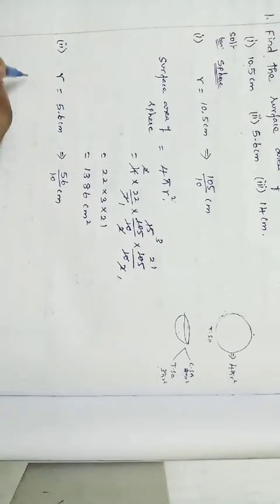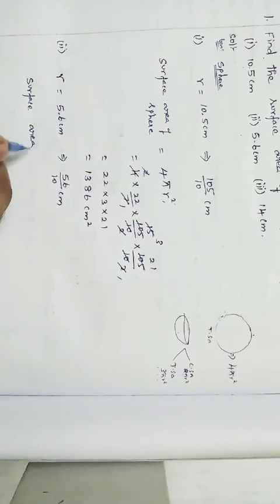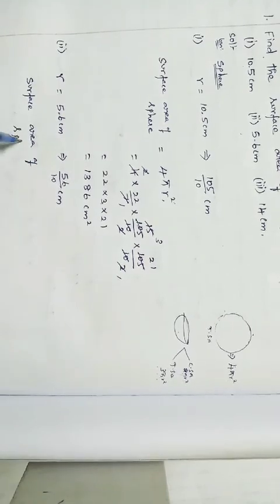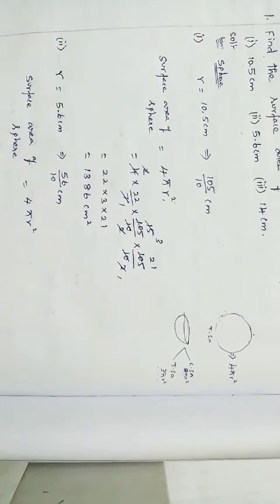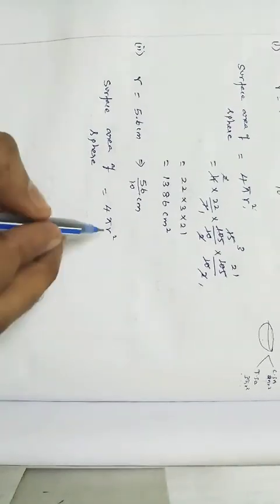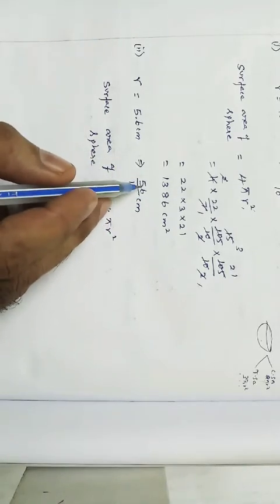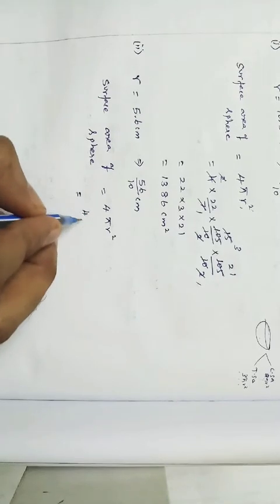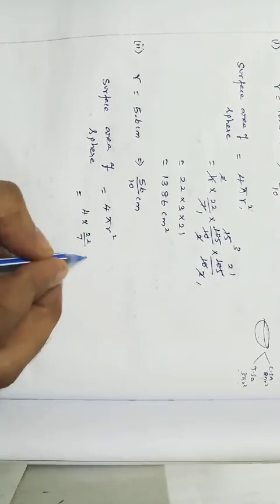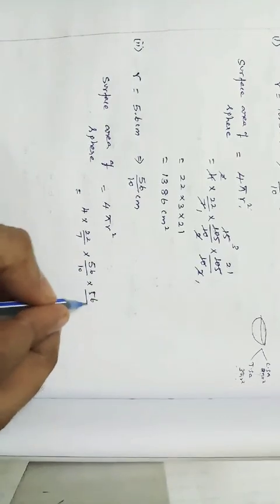Surface area of a sphere. Surface area of a sphere is equal to 4 pi r square, right? See that r, whether r is a 7 multiple or not. Yes, 7 8s are 56, right? So 56 is a 7 multiple. So substitute the value of pi is equal to 22 by 7. So 4 into 22 by 7 into 56 divided by 10 into 56 divided by 10, right?